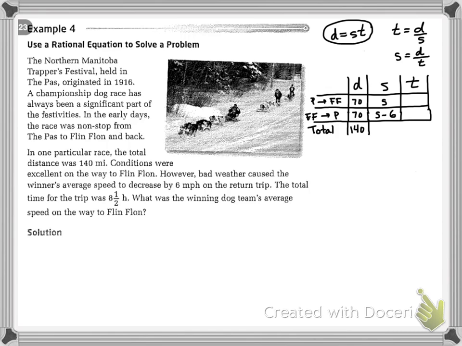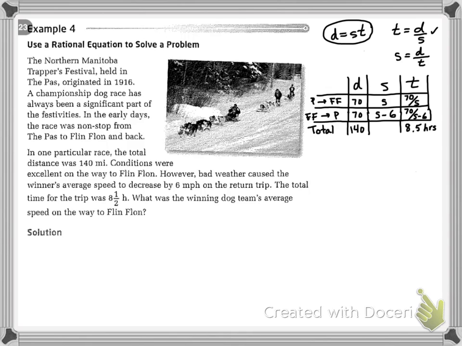There's no total, so we'll leave that blank. We're going to go over to time. Remember that our equation above, time is distance divided by speed, is how we're going to fill out this last box. So distance divided by speed would be 70 divided by s. And the next one would be 70 divided by s minus 6. And the total time, we are told in our question, is 8.5 hours.